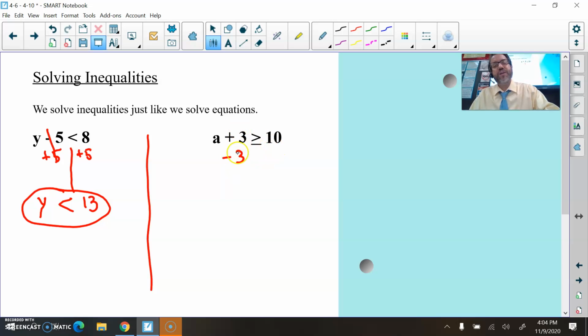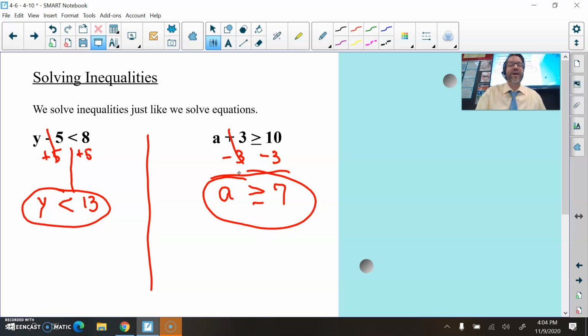And if I subtract 3 on the left side, I must do the same thing on the right side of the inequality. The plus 3 and the minus 3 cancel each other out. And I have A is greater than or equal to, and now 10 minus 3 is 7. So that's the solution to that inequality. Is that pretty easy? Hopefully you're thinking that's not too bad.